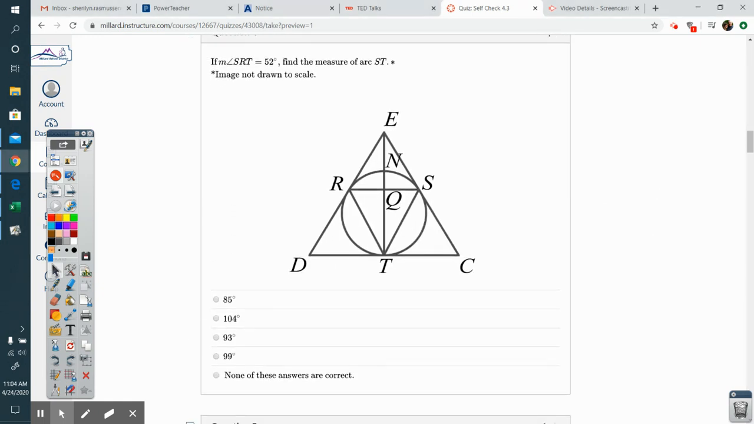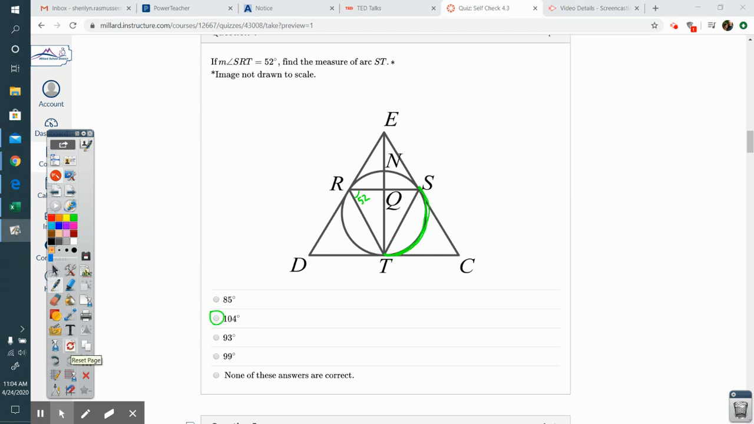Okay, if you have a problem like SRT, let's see, the measure of SRT right here is 52 inside there. Find the measure of arc ST. It wants the measure going from S to T. Remember, the point of the cone is smaller than the arc, so we would double it, 52 times 2, to get there. So 104 is the measure of that arc.